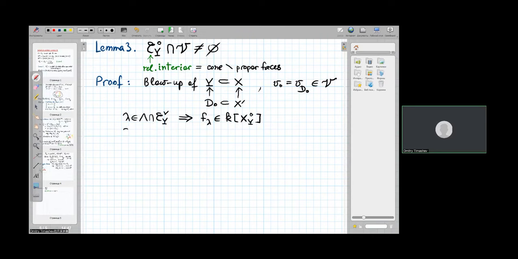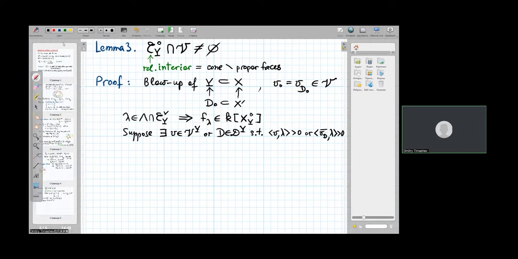Now suppose that this lambda was chosen in such a way that there exists at least one of the generators of the cone CY, either a vector in here or a color in this set, such that either the pairing of V with lambda is positive, or the pairing of V D bar with lambda is positive. Suppose that at least for one of these vectors, such a strict inequality holds.